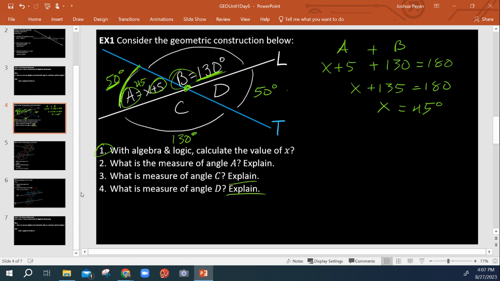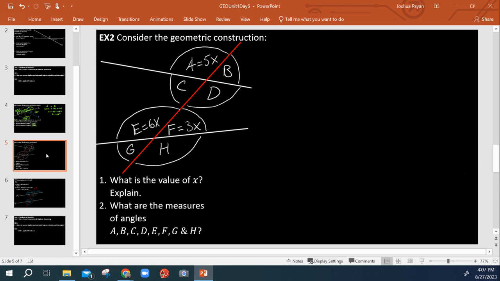And if we had to explain either one, well, you know, opposite angles here are going to be congruent, or we could even go so far as to say, adjacent angles here are supplementary, 50 plus 130, right? Or you could use the same argument, opposite angles are congruent. Okay, so moving on, we have another example where we have angles labeled as functions of x.